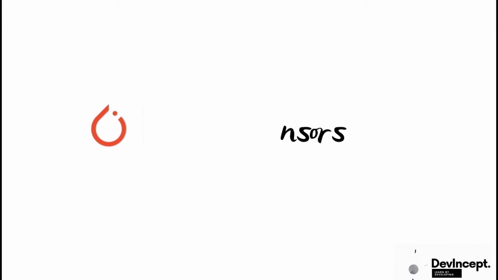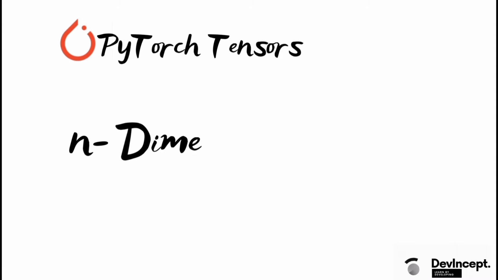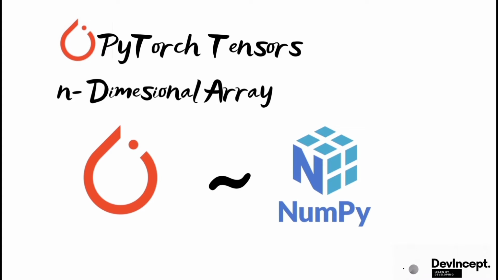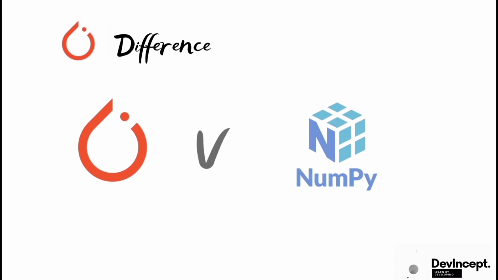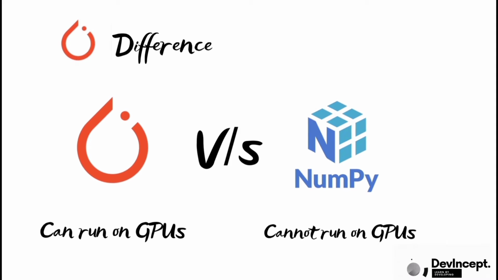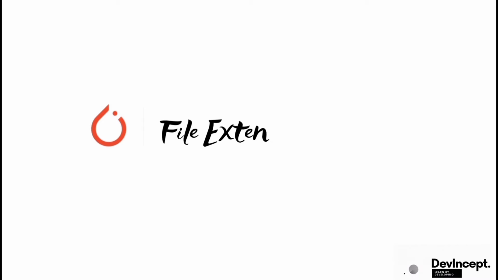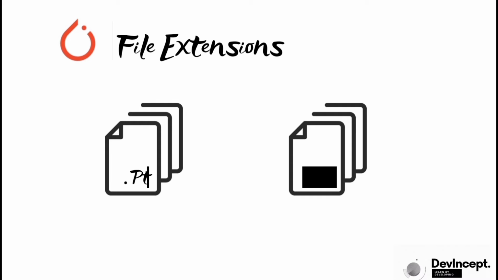Next topic is PyTorch tensors. A PyTorch tensor is a generic n-dimensional array. It is very similar to NumPy arrays. The only difference is PyTorch tensors can run on the GPU, while NumPy cannot. Dimensions of tensors are also known as ranks. Next one is file extensions. We can save our models by using the .pt or .pth file extension.